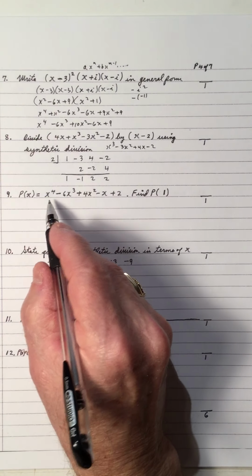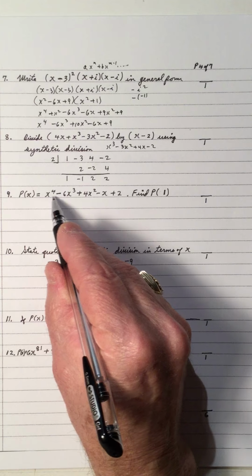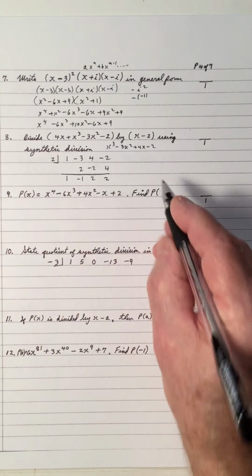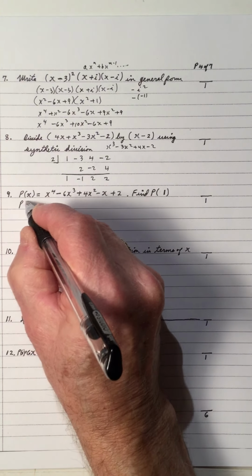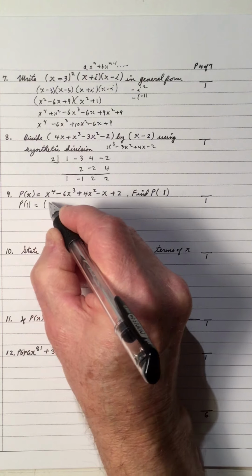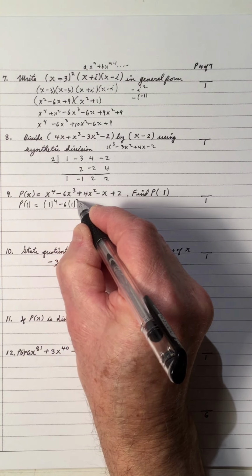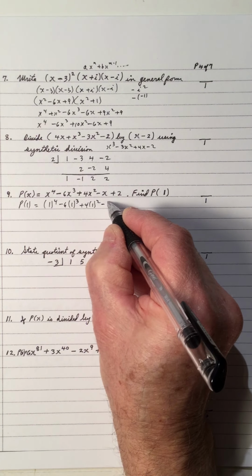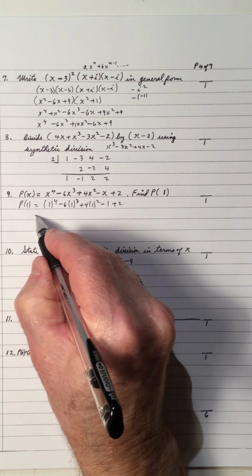Number 9, P of x equals this. It's a quartic polynomial, degree 4. Find the P of negative 1. Sorry, the P of 1. So the P of 1, x is 1. So I can sub 1 in and take my time and sub 1 in. Really, I didn't have to sub 1 in. I'll tell you what I mean in a minute.